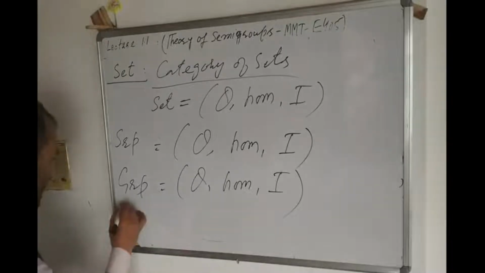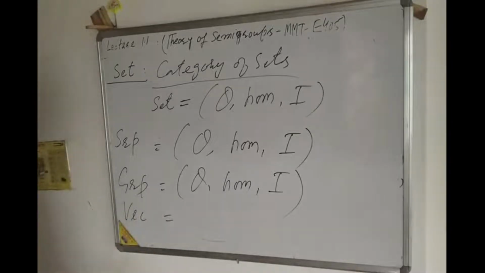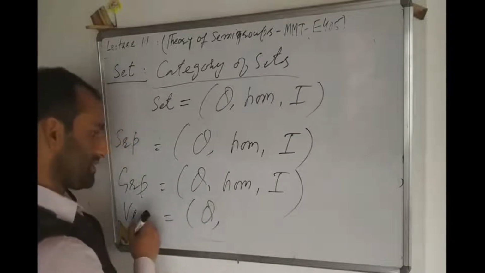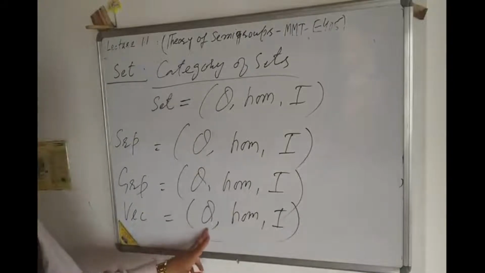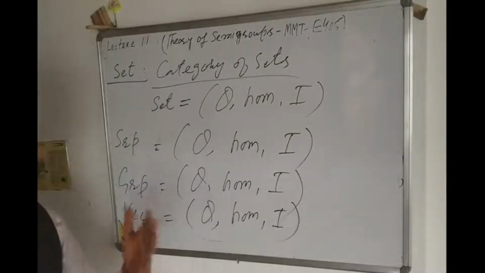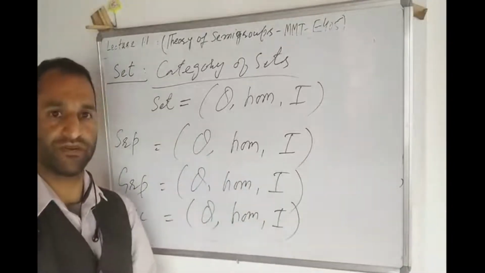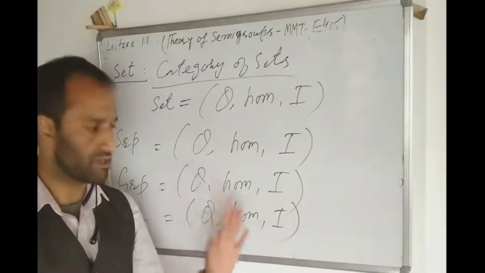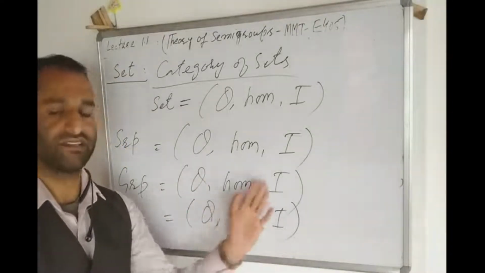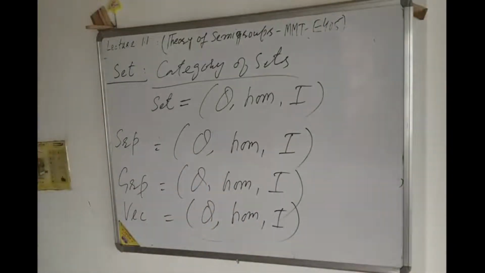And next is the category VEC of vector spaces. Here we have an object class O, a hom, and an identity I, and the objects are the vector spaces. So O is the collection of all vector spaces, and hom is the collection of all linear transformations between the vector spaces. For any vector spaces V and W, hom of V, W denotes the collection of all linear transformations between them, and I is the identity on any vector space, which is also a linear transformation. So these are examples of categories.